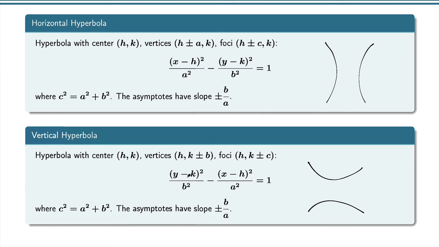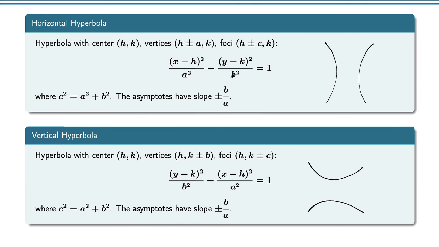And we have a nice property: for the foci, the distance from the center to the foci, c, is given by this equation. c squared equals a squared plus b squared. And then finally, the asymptotes have slopes plus or minus b over a.